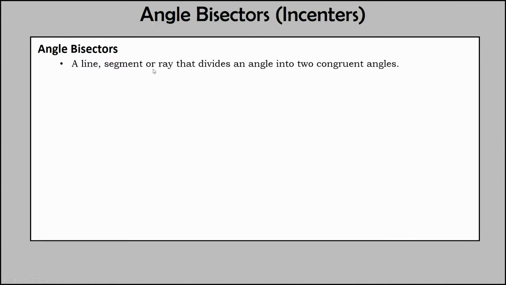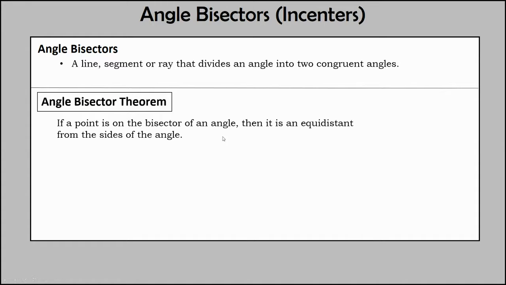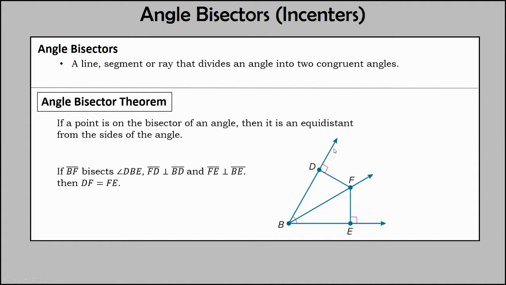An angle bisector is a line, a segment, or a ray that divides the angle into two congruent angles. So bisect, cut into two equal parts, right? The angle bisector theorem, okay, looks like this. So here's my original angle, DBE. Okay, BF has been inserted as a bisector. So BF is going to divide the angle into two congruent angles. DBF and FBE are the same angle.